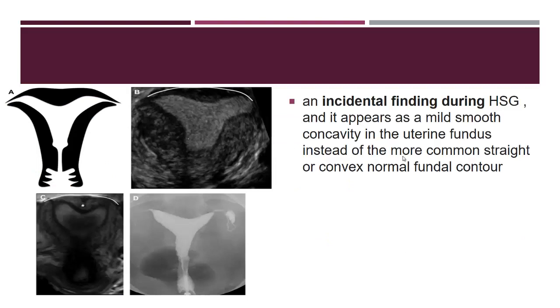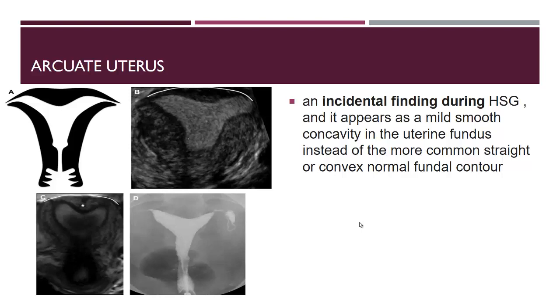An incidental finding during hysterosalpingiography that we found a mild smooth concavity of the uterine fundus, as we see in this case, and increased intercornual distance more than 3.5 centimeter instead of the more straight or convex normal fundal contour. So this is the arcuate uterus. What is the significance of the arcuate uterus?